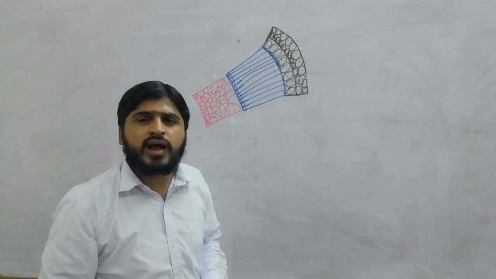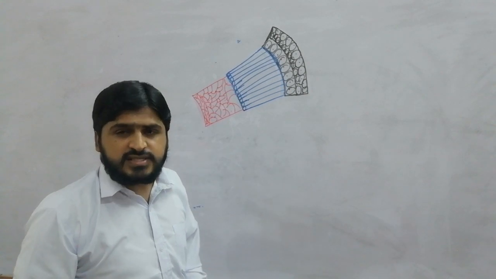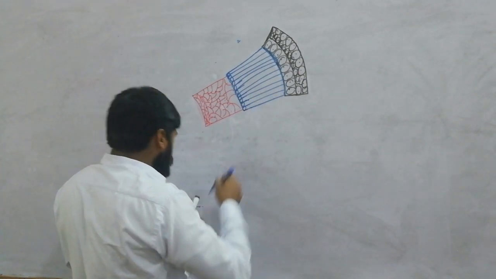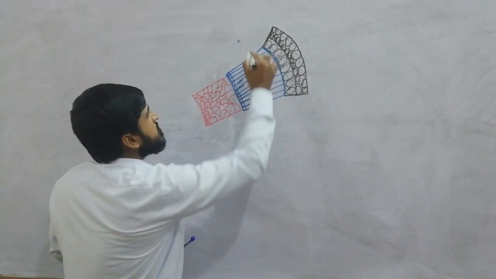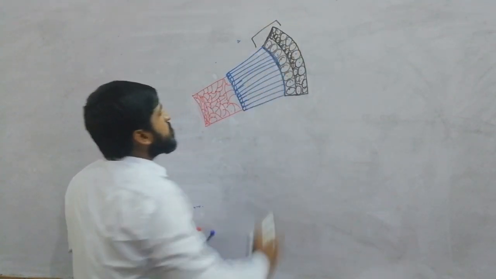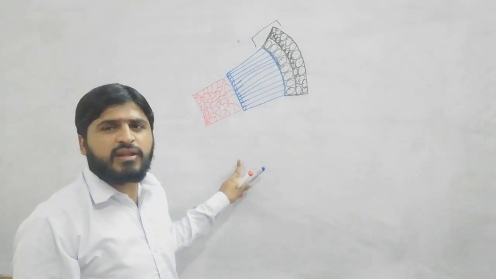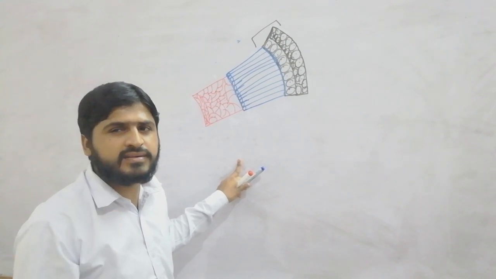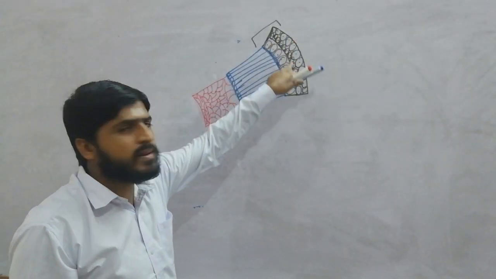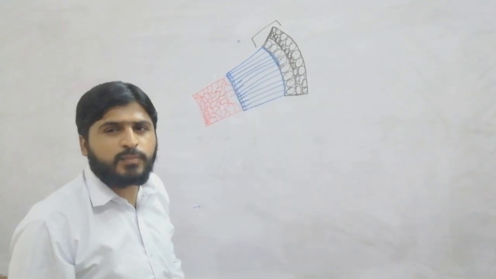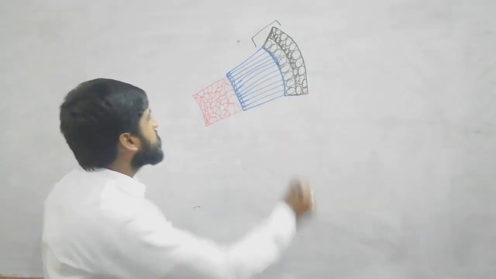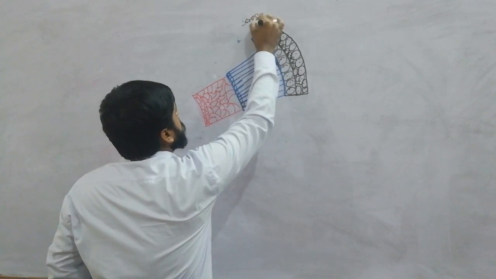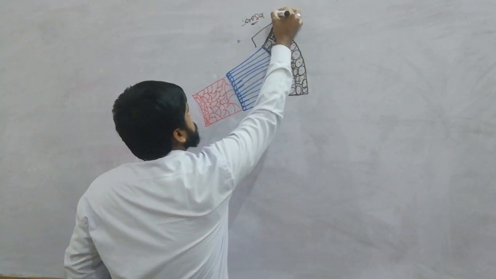If we start from the outside, the series of tubes, the first one is called serosa. Serosa contains a simple single layer of squamous cells. The serosa is the most outer layer of the reproductive system of the cow. This is called serosa, and it contains the squamous cells.